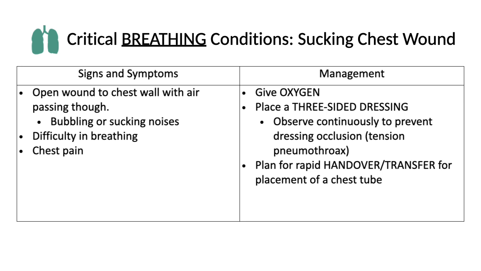This patient should be placed on oxygen. You should do a three-sided dressing and observe continuously to prevent dressing occlusion, which can lead to tension pneumothorax. And then you need to assess if they need to have a chest tube, and as mentioned above, who will do it and where to do it.